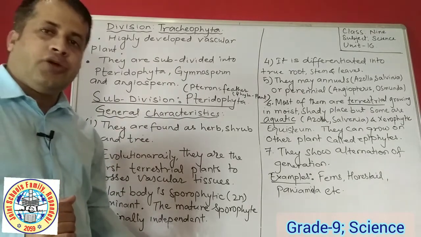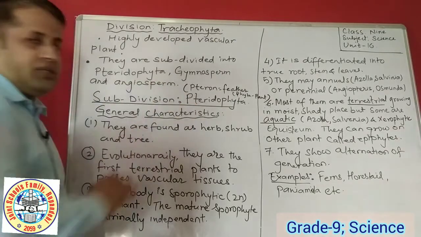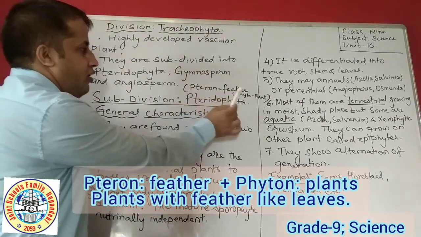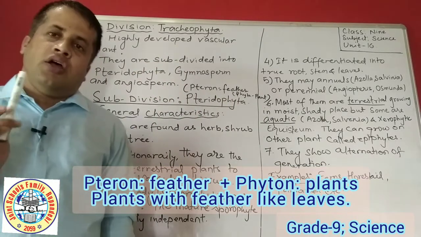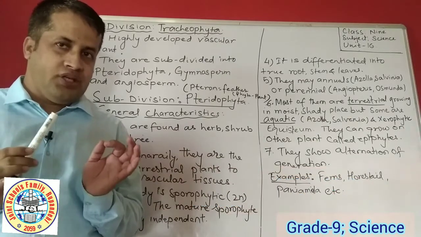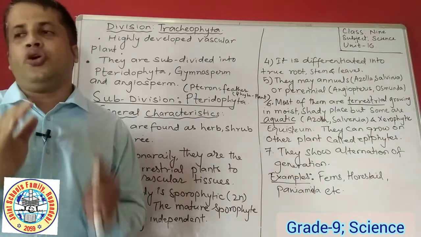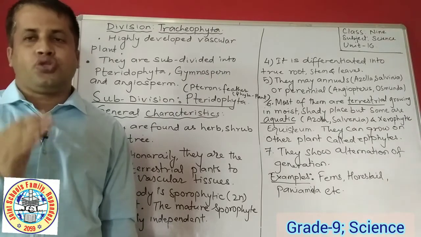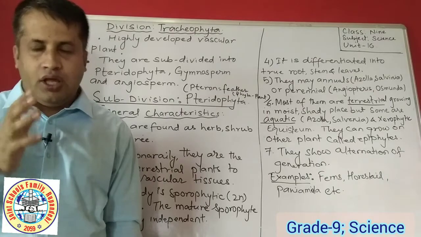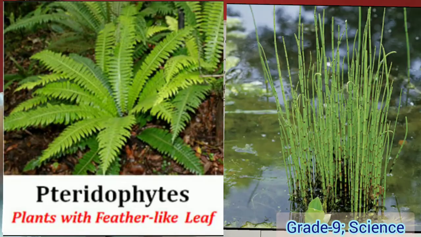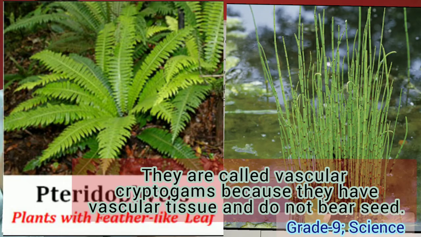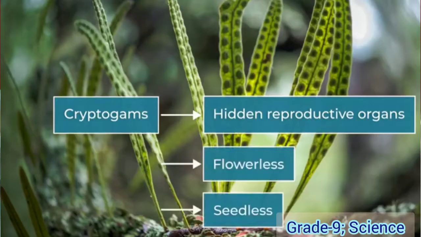Okay, and pteridophyta comes from two words, that is, pteron means feather, phyta means plant. So the plants which belong to this subdivision are called pteridophyta, and they are also known as the vascular cryptogams. Okay, they are known as vascular cryptogams because they have vascular tissues like xylem and phloem present, as well as they are cryptogams, crypto plus gamos. Crypto means hidden, gamos means marriage.